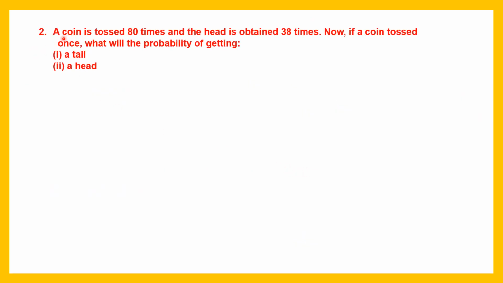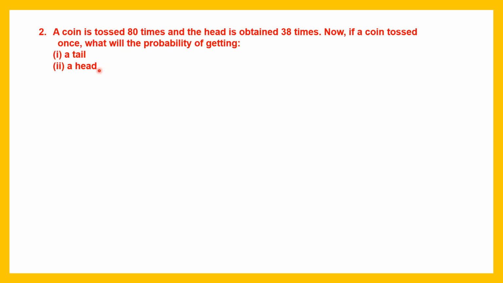Question 2. This time a coin is tossed 80 times. So this will be the total outcome, 80 times. And the head is obtained 38 times. Now if a coin is tossed once, what will be the probability of getting a tail and getting a head?